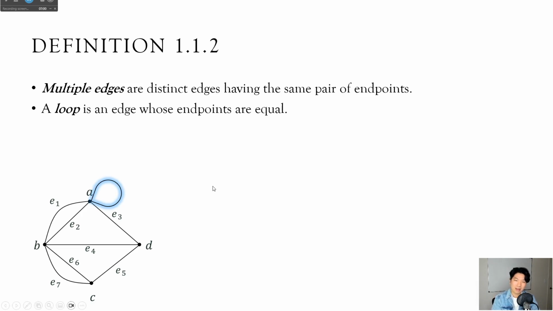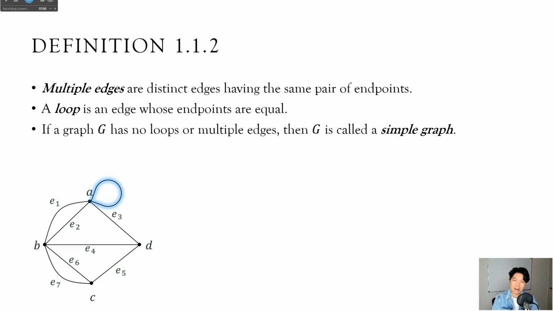A lot of times, one thing that we're going to be interested in is called a simple graph. A simple graph is a graph that has no loops and no multiple edges. So in our class, we're going to be talking more about simple graphs rather than multiple edge graphs or loop graphs.